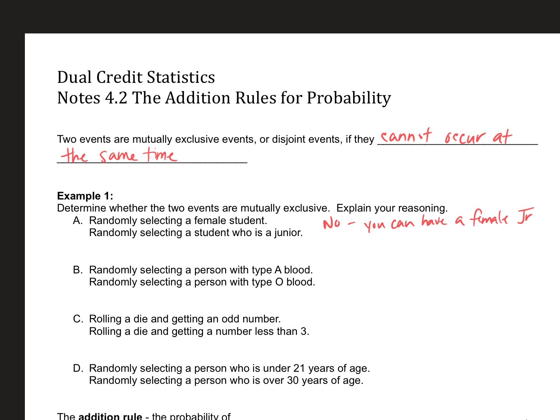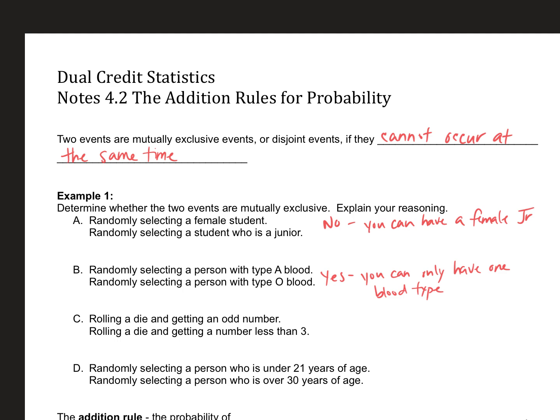A person with type A blood and a person with type O blood. Yes, and your reasoning is you can only have one type of blood. The only way I could change that in this question is if I said type A blood and type negative. You can have A and negative because those are different categories.